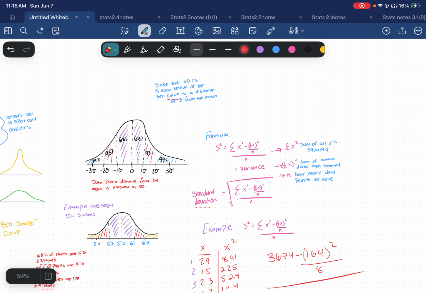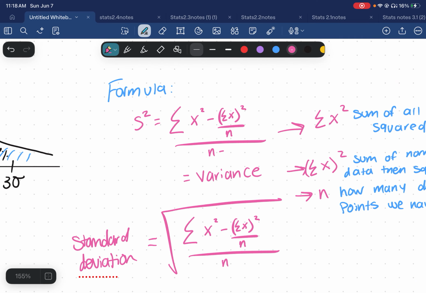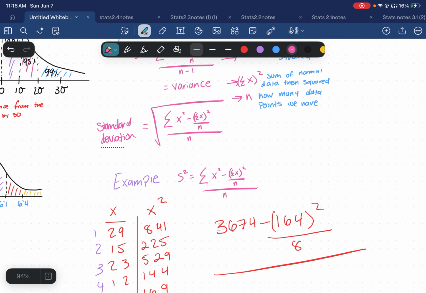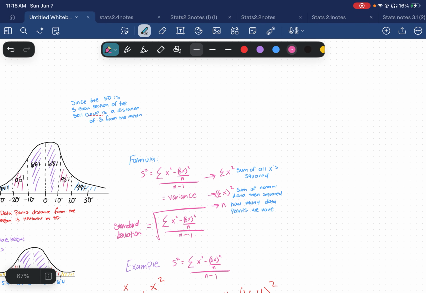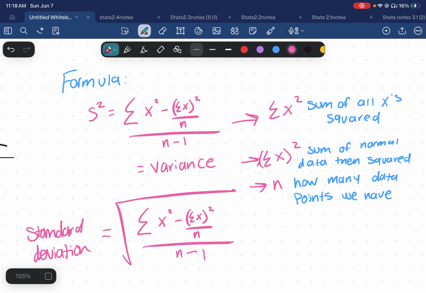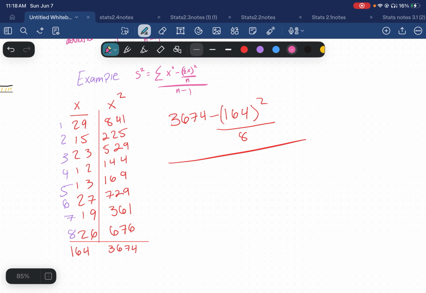Yes, n minus 1. Oops. Forgot about that part. So instead of just n, it should be n minus 1. So instead of 8, it'll be 7.